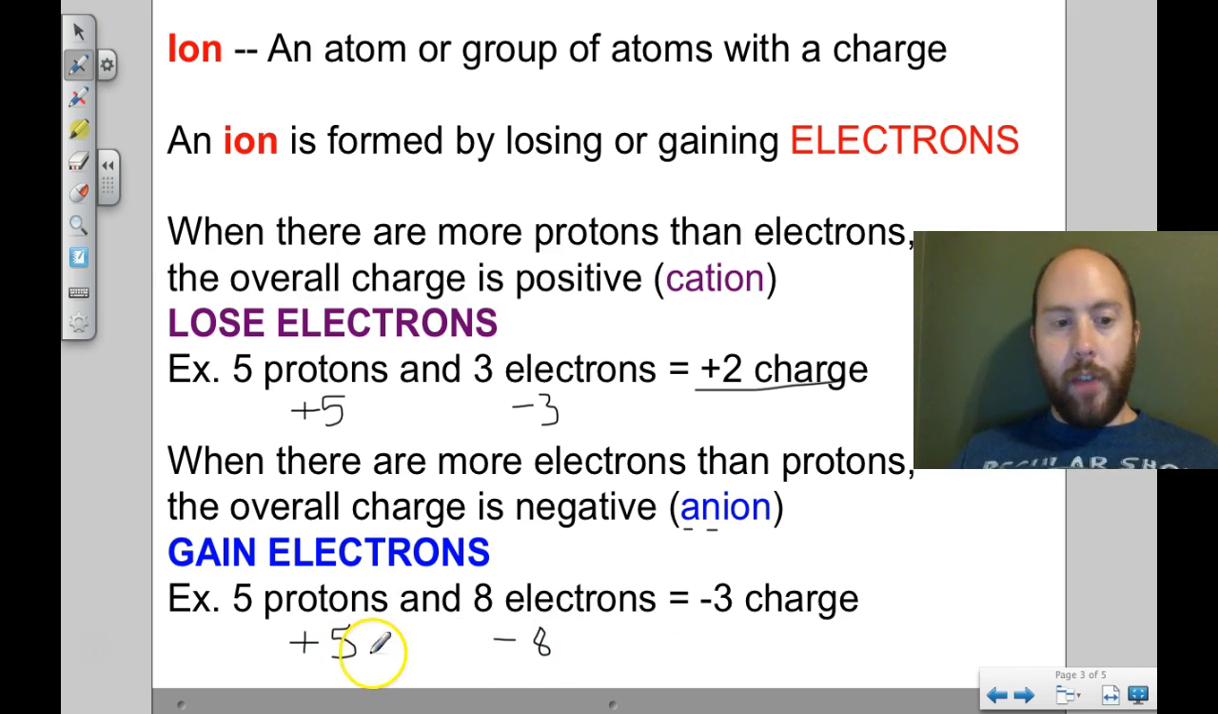Now, if you add those together, you get negative 3. So it just goes to show you that when you gain electrons, you become negative. When you lose electrons, you become positive. And typically, however many electrons you gain, that's how negative you are. And however many electrons you lose, that's how positive you are. Typically, not 100% of the time, but typically.